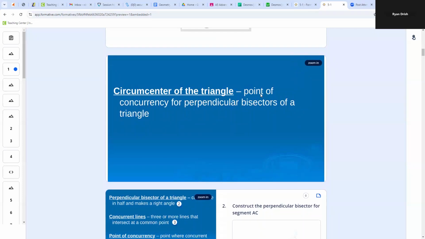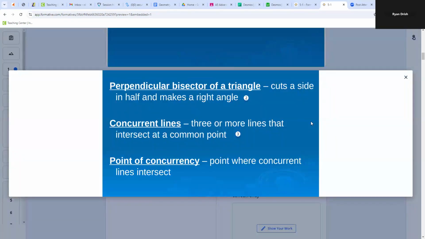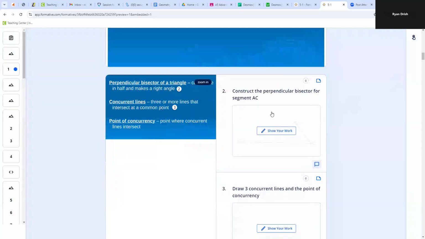Let's talk about how to find the circumcenter of a triangle. First of all, the definition is it is the point of concurrency for the perpendicular bisectors of a triangle. There are a lot of vocabulary words in that statement, so let's break that down, starting with perpendicular bisector. A perpendicular bisector does two things. It cuts a side in half, and it makes a right angle. So perpendicular is where we get the right angle. Bisector means to cut in half.